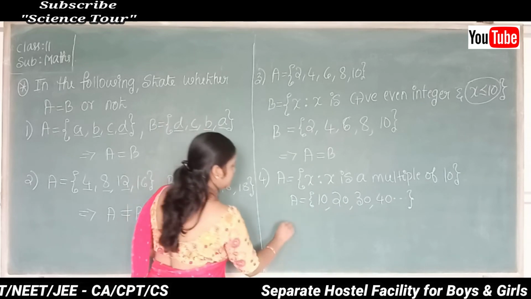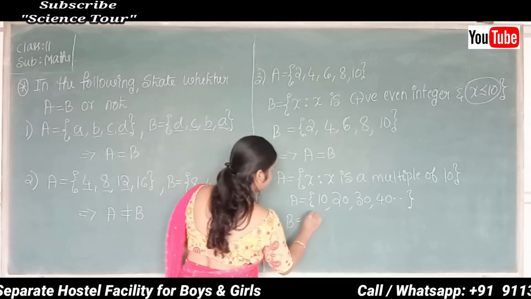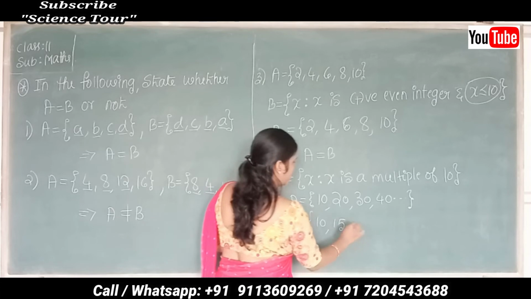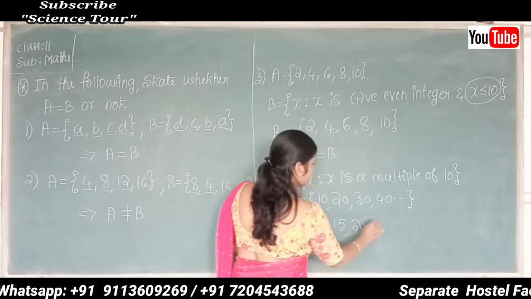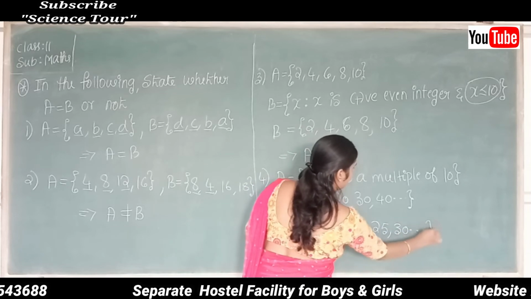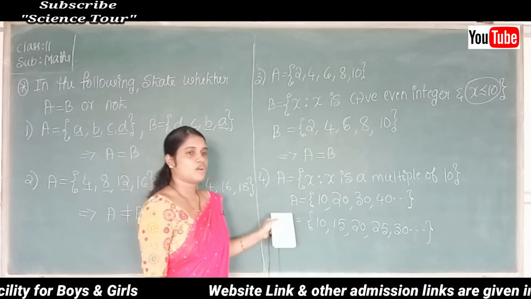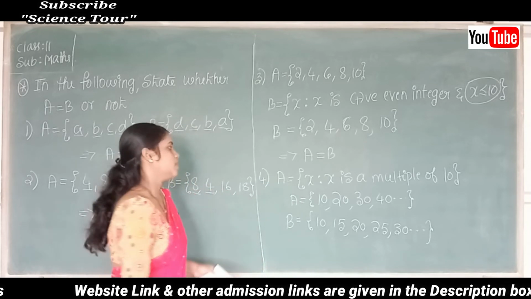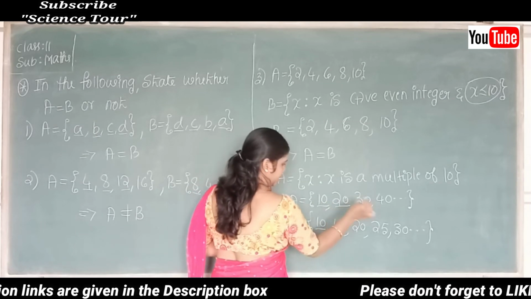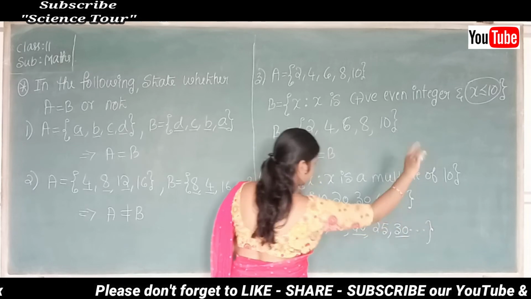Next, again set B is given, set B equal to 10, 15, 20, 25, 30 and so on. Okay. Yes. Now compare the elements of set A and set B. Okay. Yes. In set A 10. Yes. 10. 20. 20. 30. 30. 40. Yes. It will come.